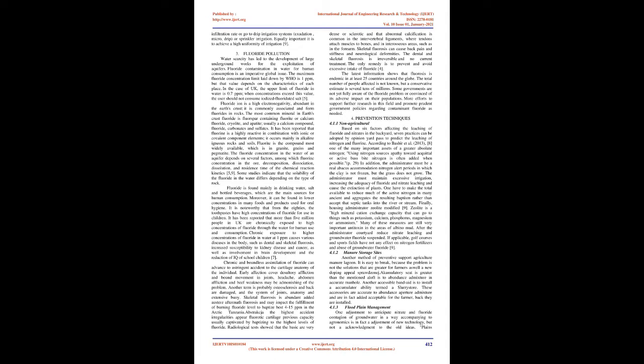Fluoride ion has a high electronegativity and is abundant in the Earth's crust. It is commonly associated with and forms fluorides in rocks. The most common fluoride minerals in the Earth's crust are fluorspar, containing fluorite or calcium fluoride, cryolite, and apatite, usually a calcium compound, fluoride, carbonates, and sulfates. It has been reported that fluorine is highly reactive in combination with ionic or covalent component elements. It occurs mainly in alkaline igneous rocks and soils. Fluorite is the most widely available compound, found in granite, gneiss, and pegmatite.